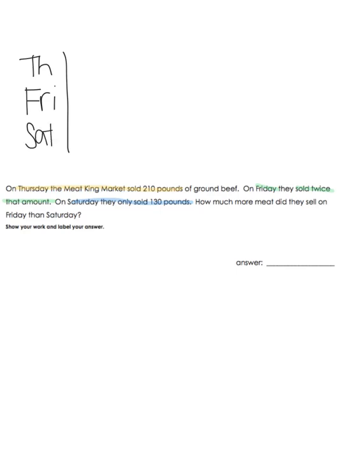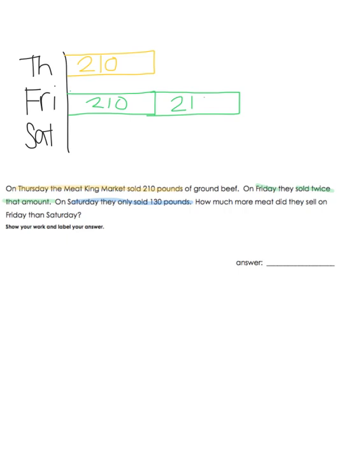All right, so on Thursday, I highlighted in yellow that the Meat King Market sold 210 pounds. So Thursday, we know they had 210. On Friday, they sold twice that amount. So on Friday, we had 210, and then we had 210 again because they sold twice as much as on Thursday.